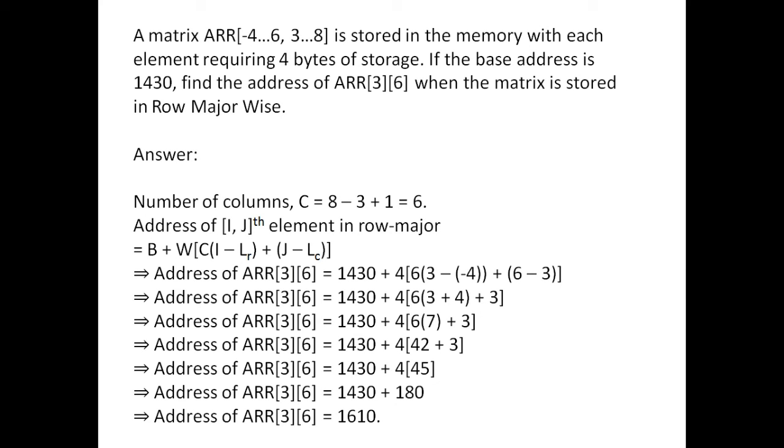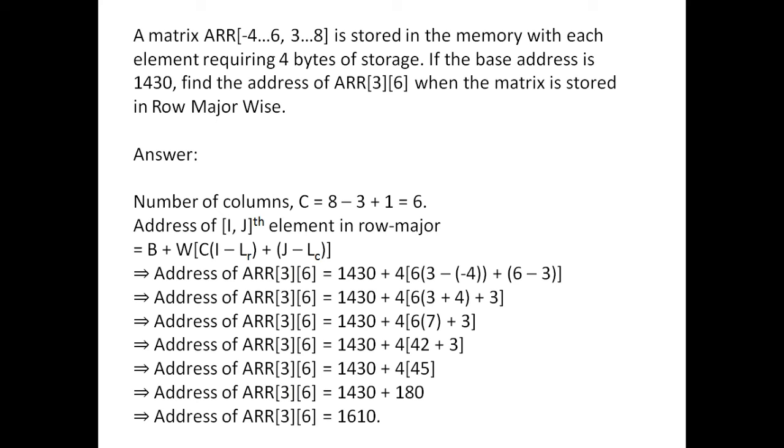Now see children, this is again a different type of question. In this question you won't get direct values of the number of rows and number of columns. A matrix array -4 to 6, that means -4, -3, -2, -1, 0, 1, 2, 3, like that, 4, 5, 6. That many are the number of rows. The number of columns is 3, 4, 5, 6, 7, 8, but don't count in that way. There is an easy way also.